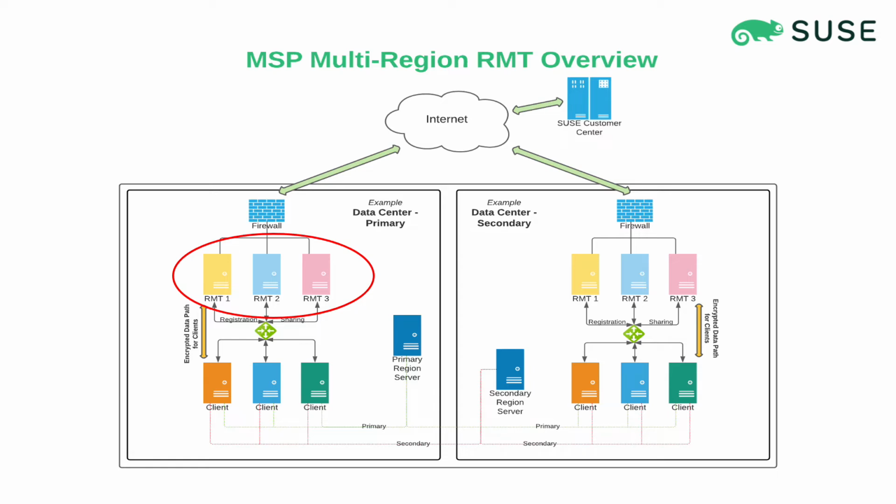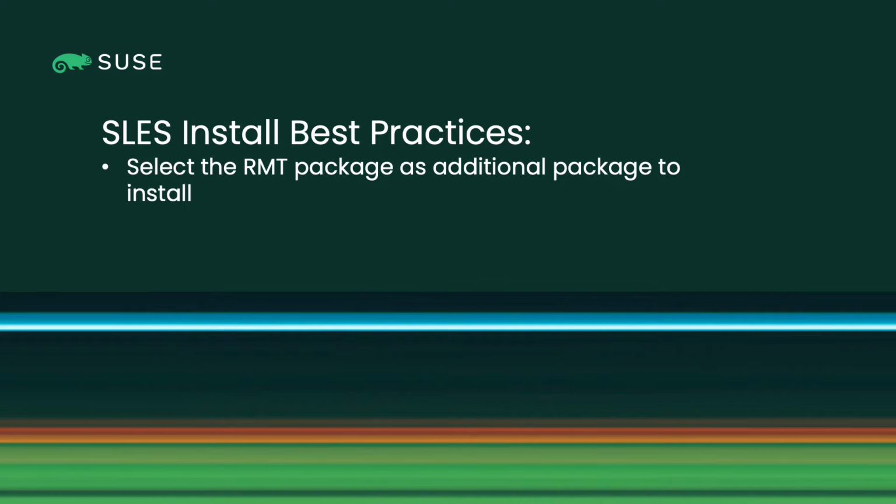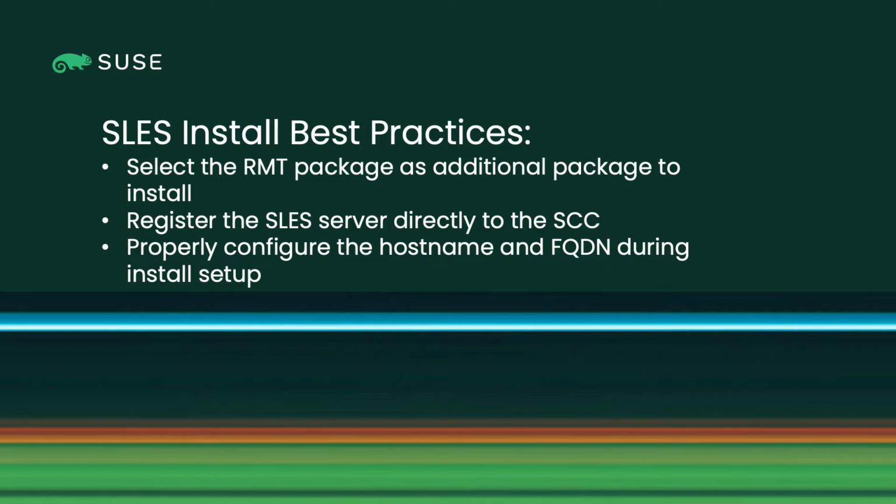RMT and region server deployments can be installed on virtual or bare metal servers. Virtual servers are hypervisor agnostic. During the SLES installation for the RMT servers, complete these steps initially to reduce post-install. Register the SLES servers directly with the SUSE Customer Center, which is essential to facilitate timely product updates.